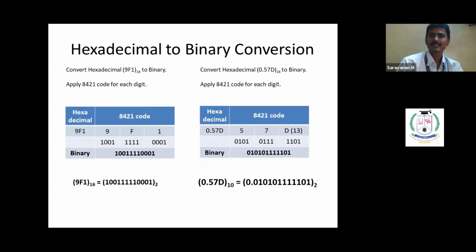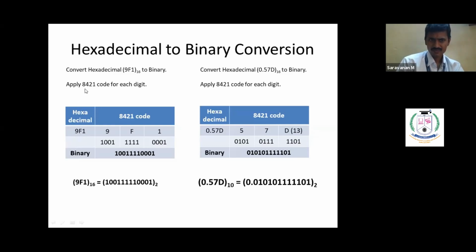Then we go with the hexadecimal: hexadecimal to binary, hexadecimal to decimal, and hexadecimal to octal. Right. So hexa to binary: apply 8421 code. Take this number, apply 8421 code, and represent it in the form of binaries. So how will we get 9? By adding 8 and 1. So the binary for 9 will be 1001.